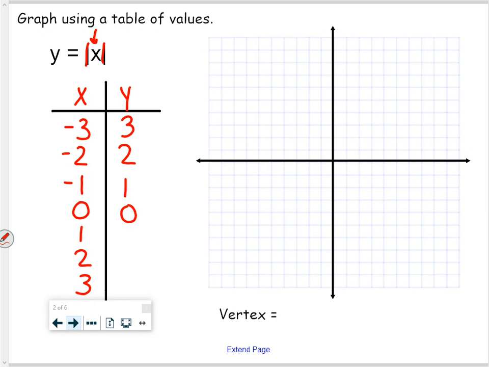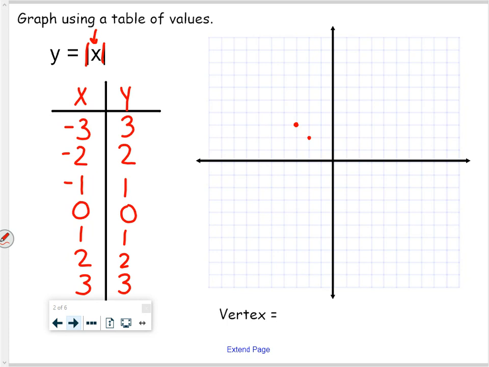Now, some students that are only halfway paying attention think that the next couple of numbers are going to be -1, -2, -3, because they're just thinking about opposites. And that's not what this is. I should be taking the absolute value of 1. How far is 1 from 0? 1. How far is 2 from 0? 2. How far is 3 from 0? 3.